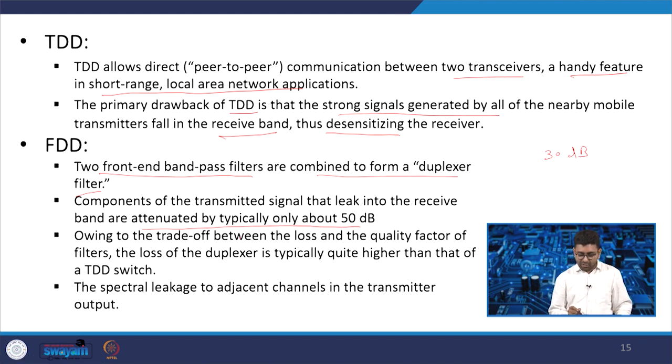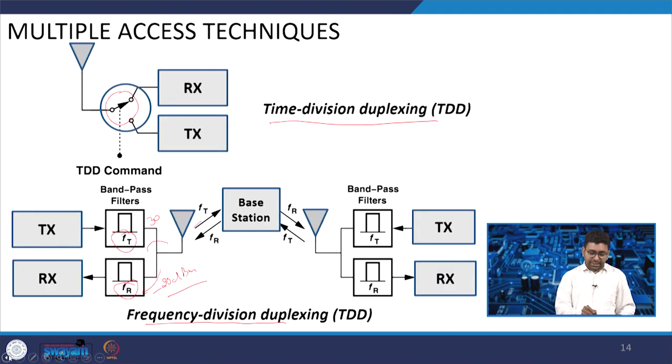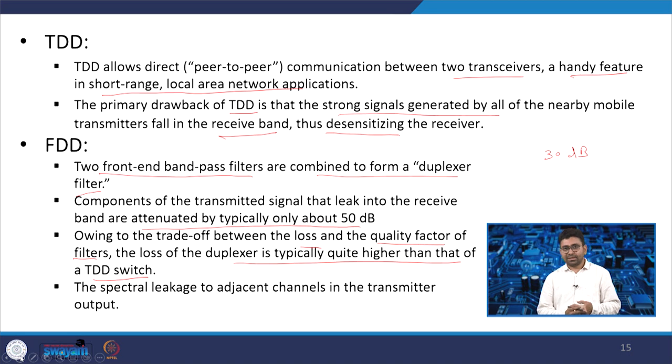Owing to the trade-off between the loss and quality factor of filters, the loss of the duplexer is typically quite a bit higher than that of a TDD switch. The TDD switch might have 1 or 2 dB loss, but if we consider the insertion loss of the duplexing filter, it is much higher than what the switch has. So TDD has certain advantages, and FDD has certain advantages; both have pros and cons.